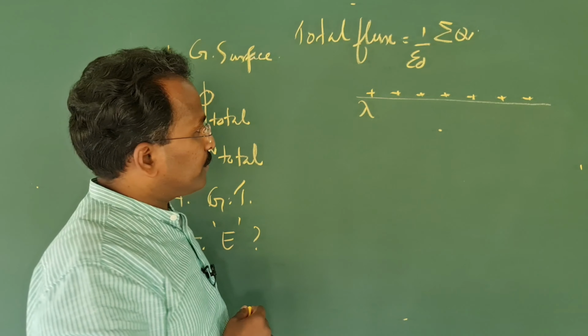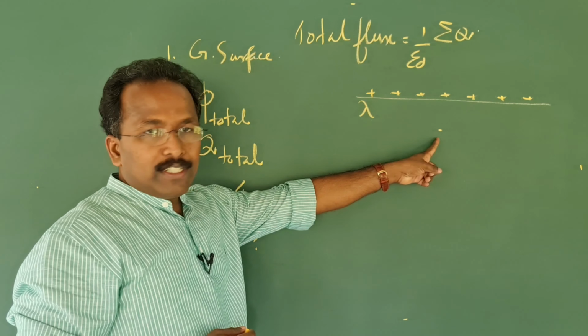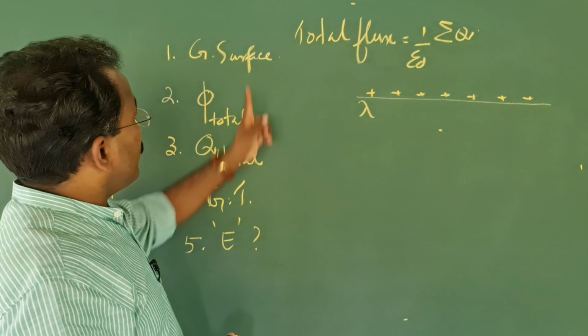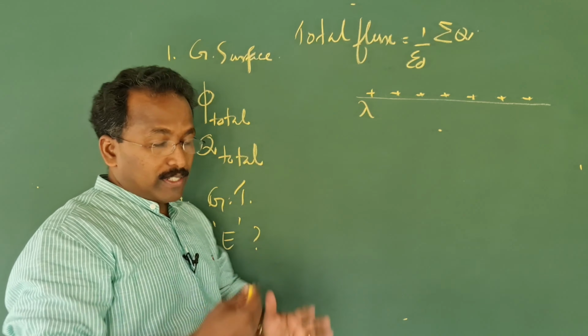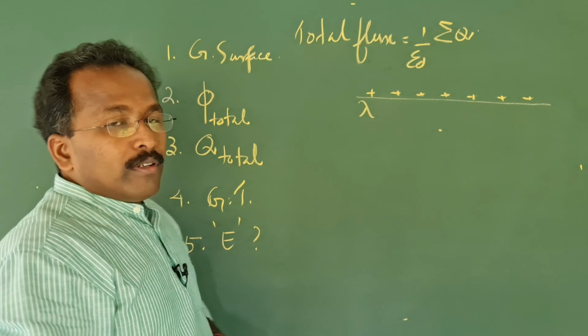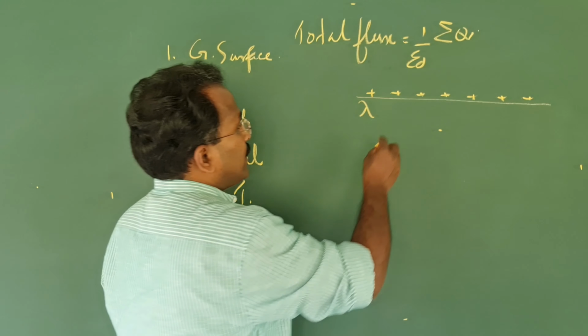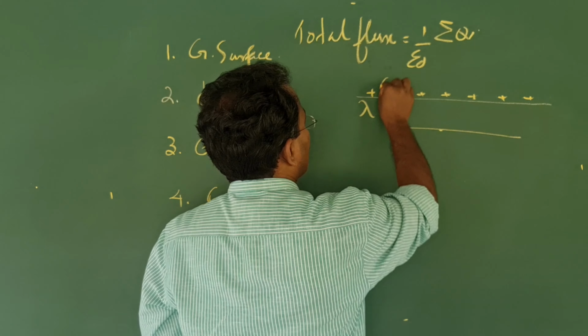I hope you understood. Now for finding the electric field at this point, we will go as per these 5 steps. So the first step is we will imagine an appropriate Gaussian surface that you have to write in the exam also. See, this is what we imagine. We take a cylindrical Gaussian surface like this.